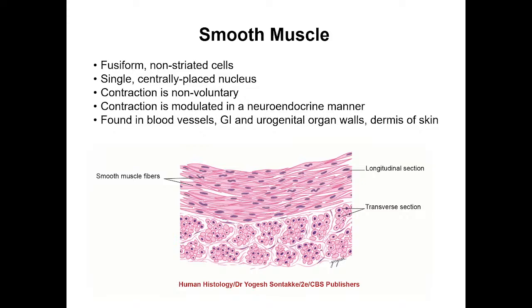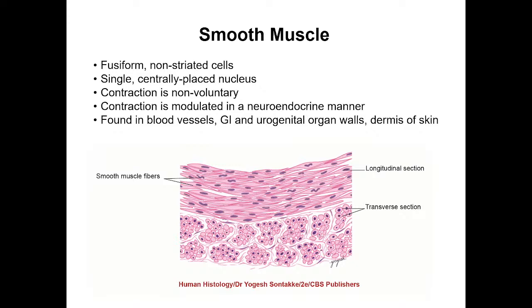So, let us come to the smooth muscle. Now, the smooth muscles are non-striated. As they are non-striated, that is why they are called smooth. There are no striations, so they are smooth. Their shape is fusiform, and there is a single nucleus placed in the center. With the fusiform shape of the muscle cells and the nucleus present in the center, we can differentiate them, and they are smooth. Why are they called smooth? Because there are no striations.